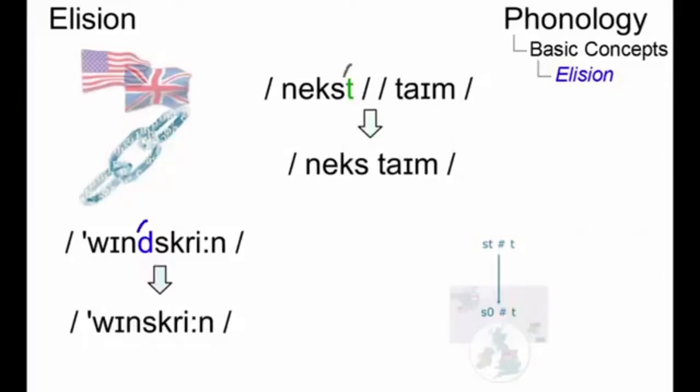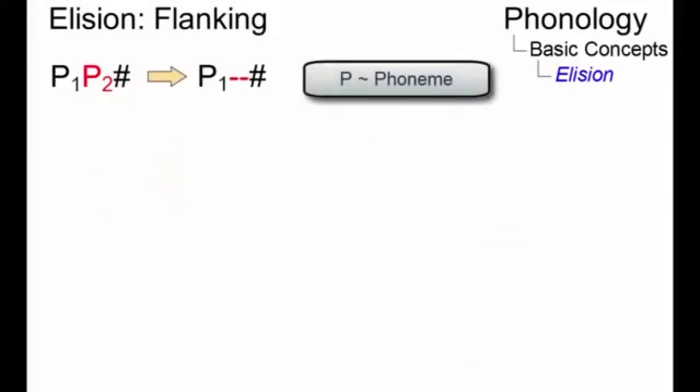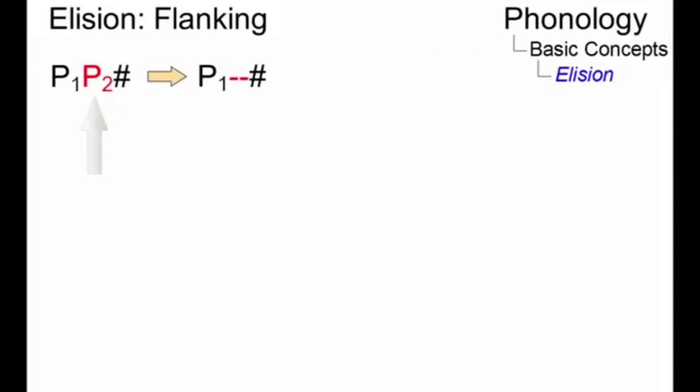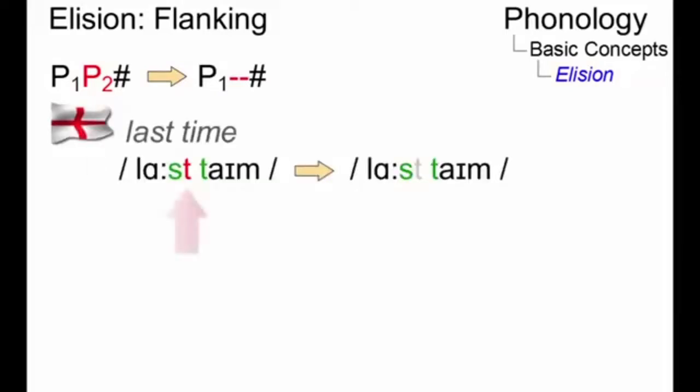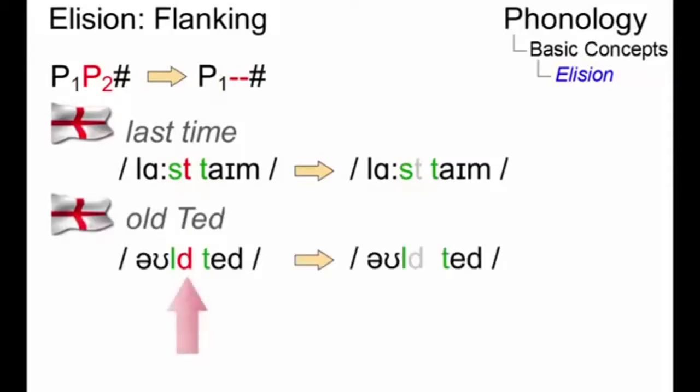Elision is the phonological process in which a phoneme that is present in the citation form of a word is deleted under the influence of the context. In most cases, elision occurs flanking, where the position of an elided phoneme is at the edge of a word or a syllable in its citation form. Flanking elision primarily affects alveolar plosive consonants, as in "last time", where the final alveolar plosive of "last" disappears under the influence of the next word, or in "old Ted", where the final d in "old" is elided.